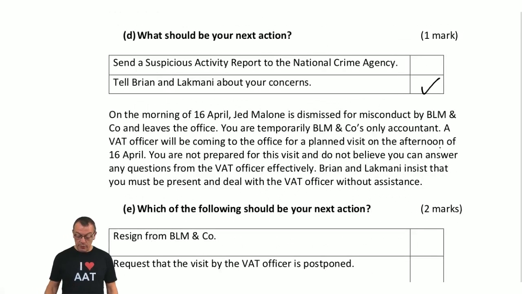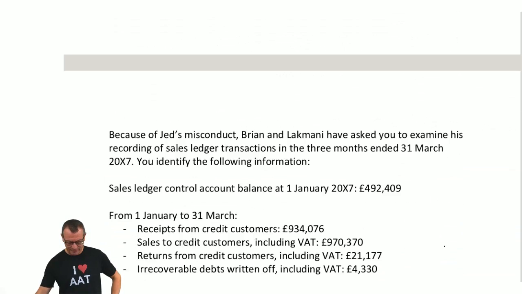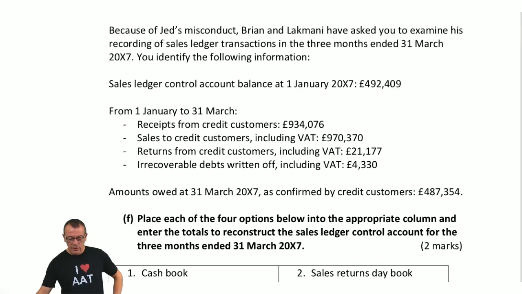Okay. On the following morning, Jed Malone is dismissed for misconduct and leaves the office. You were the only accountant, so what are you going to do? A VAT officer will be coming on a planned visit in the afternoon. So you're not prepared. Do you resign? That's the last resort, no. Request that the visit is postponed or agree to deal with the VAT officer. So let's postpone the visit, 2 marks, nice and easy. Okay, so let's press on.